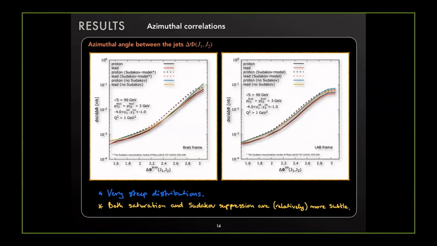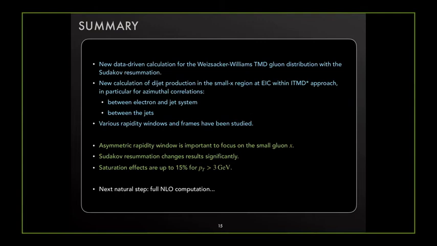So I think I made it on time, with a really quick summary. What we did in this quite straightforward study is we applied this ITMD framework, which means that there are no genuine twists, but we do include the kinematic twist in the calculation through this off-shell matrix element, which here is the full electron-proton or nucleus matrix element. And we calculated the Weizsäcker-Williams gluon distribution based on the dipole gluon distribution fitted to HERA data, with an evolution equation that includes some DGLAP corrections and with the Sudakov.